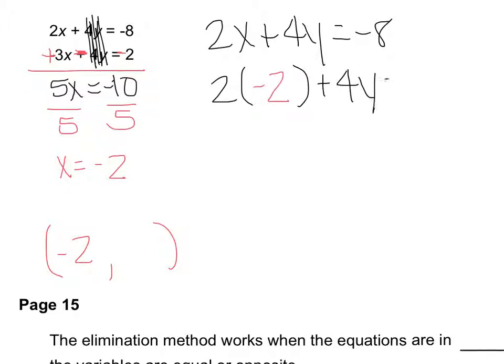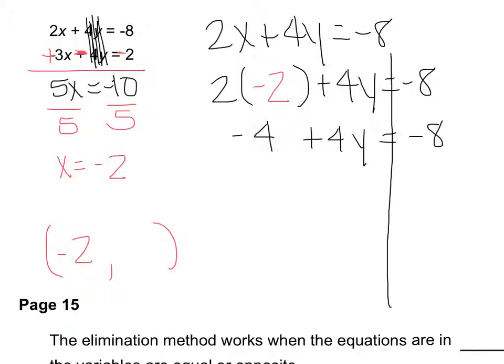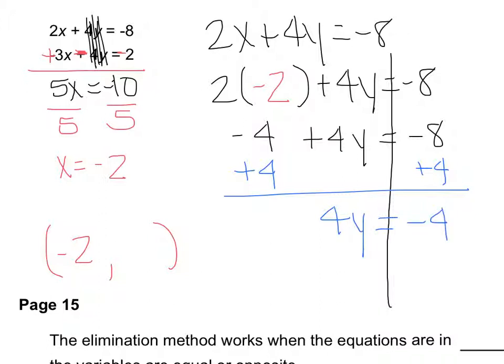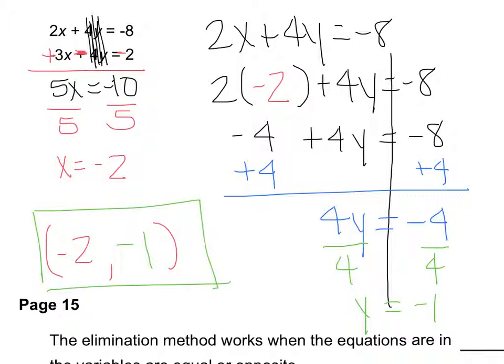So 2 times -2 is -4, plus 4y equals -8. And I'm going to solve this for y. So I'm going to add 4 to both sides. So positive 4y equals -4, because -8 plus 4 is -4. And then I'm going to divide both sides by 4. And when I divide -4 by 4, I end up with y equals -1. So the solution to this system of equations would be the ordered pair (-2, -1).